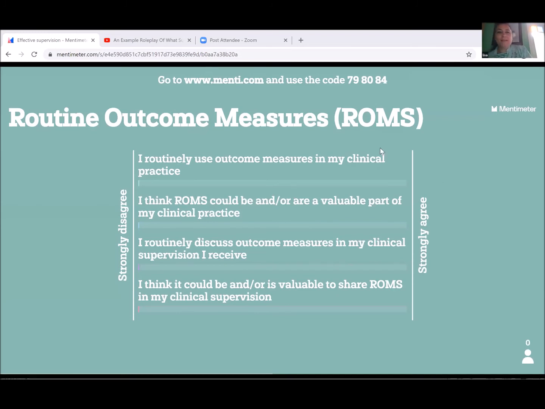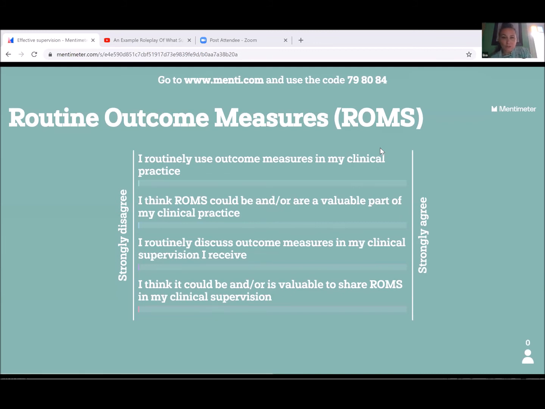Yes. Right. So if you could kindly go to the website mentioned above. I'm hoping that you might have a mobile phone handy, or you can use the computer that you're viewing. If you go to the website menti.com, it will ask you to provide the code 798084. Once you've provided that code, it will enable you to answer these questions. From the left, you've got strongly disagree, and on the right-hand side, you've got strongly agree.